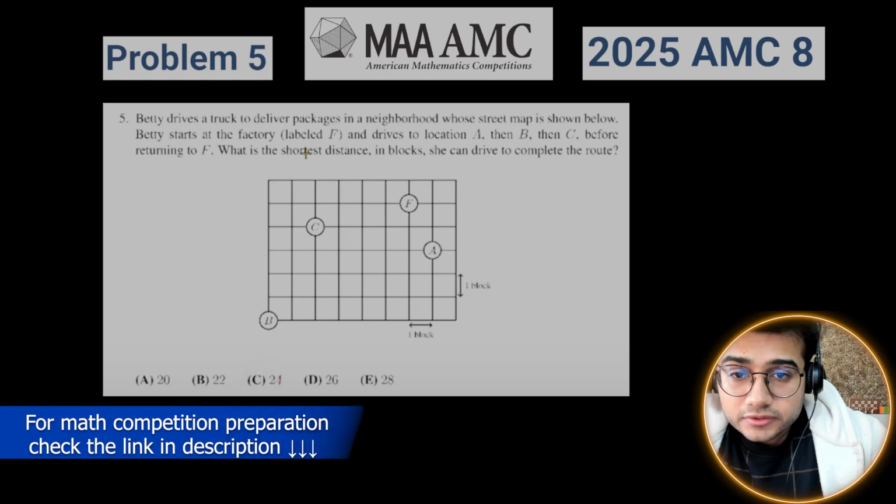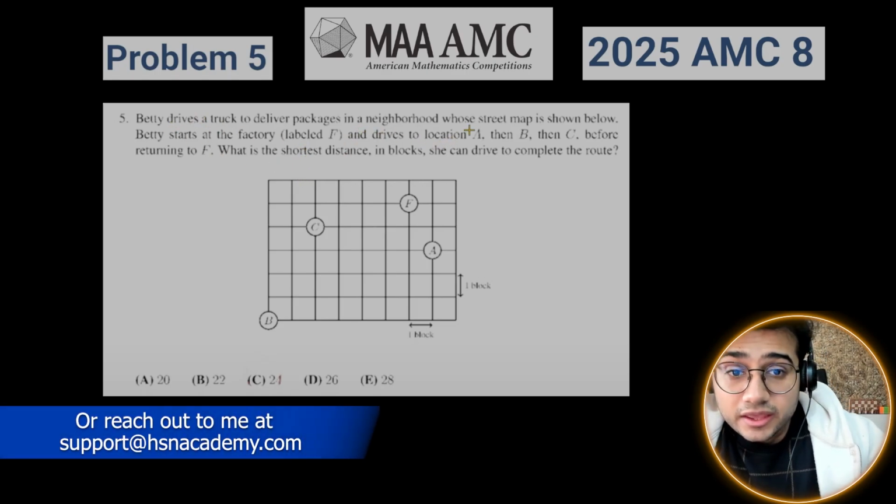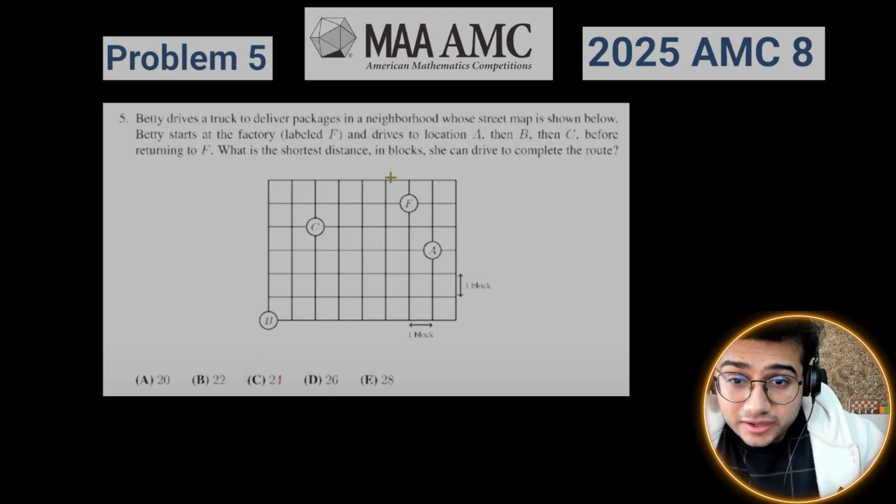Okay, so in this problem, they're saying Betty is driving a truck to deliver packages, and the lines shown here are the street roads, okay? And the locations are labeled as F, A, B, C. F is the factory where Betty is starting, and then she has to go to A, then B, then C. And we have to find out the shortest distance.